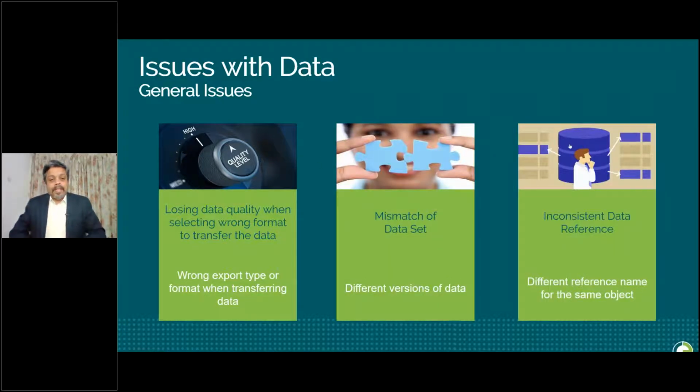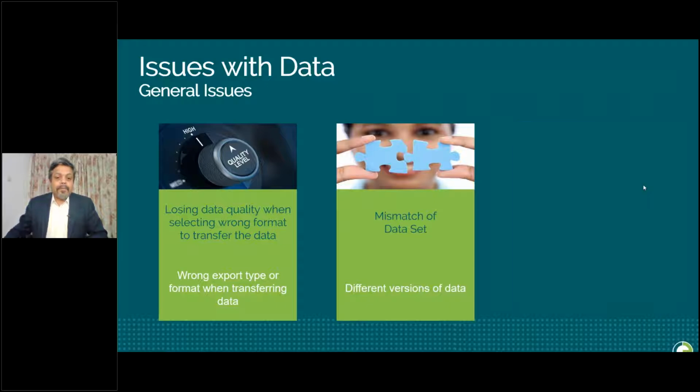Next, mismatching data set. Another problem we may frequently encounter is different versions of the same data. For example, the 3D model and MTO are not in the same version. The model may be updated with the latest version, but the available MTO may be with the previous version or vice versa. This really delays the project. Imagine a combination of this with the other issues.